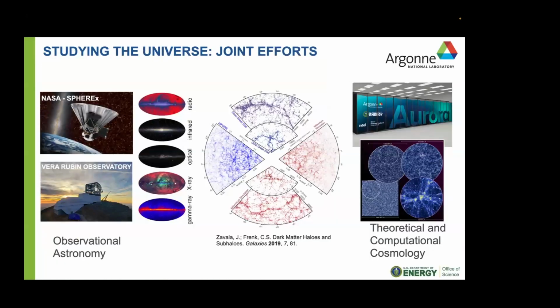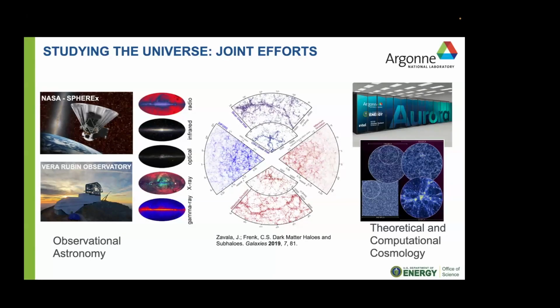Okay, so that was the brief introduction to cosmology. And how do we actually do this research? This is really a collaborative effort between a large number of folks. There are primarily the observational astronomers, the ones who look at the data coming from the telescopes. We have telescopes both on Earth and in space. Two of the telescope projects that I work with are the NASA SPHEREx and the Vera Rubin Observatory. Both these telescopes are currently under construction, and they'll be online, I think, in the next 1 or 2 years.